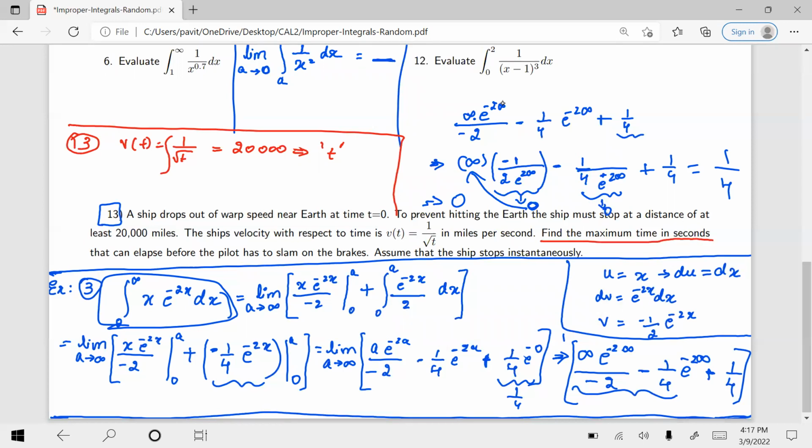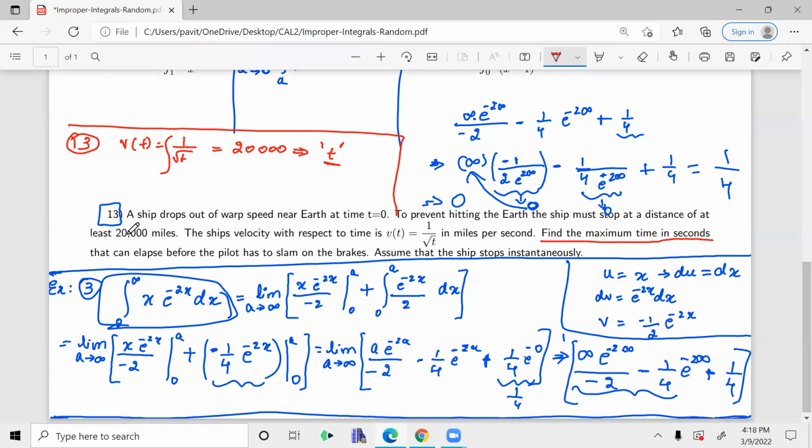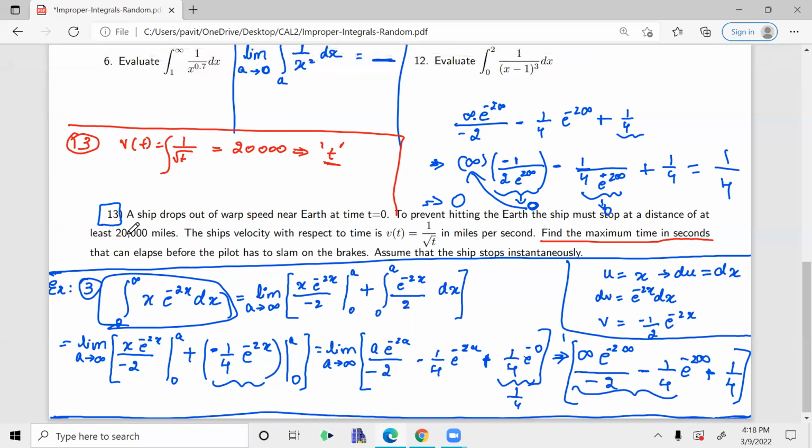How do you do that? You're going to integrate the function, equating it to 20,000 and solving for t. That should give you some value. Okay, so let's see how you will be doing it. So that will complete the lab 7. You have to do this in the MATLAB as well as the hand calculations.